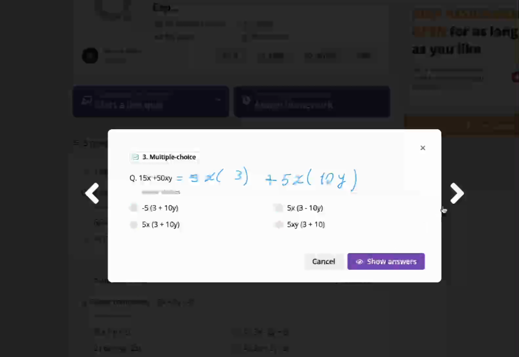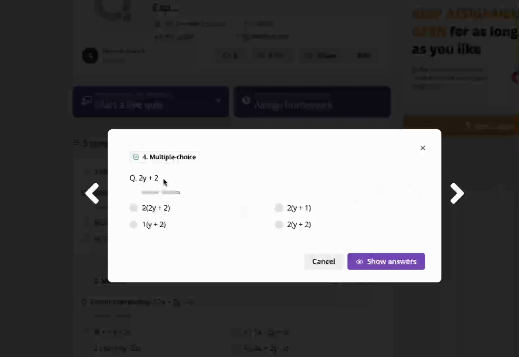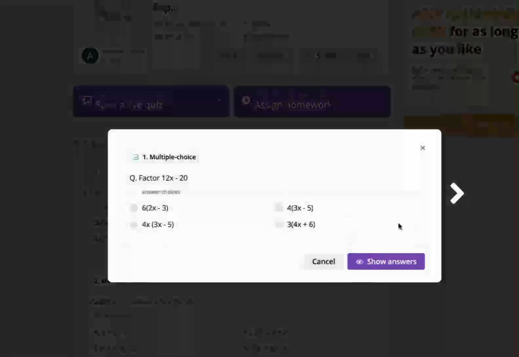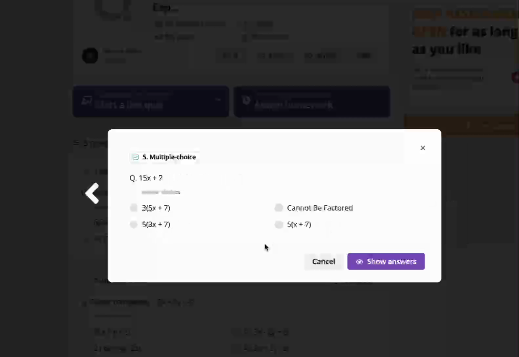In the next question, 2 is the greatest common factor. Let's write it first, 2 times y plus 2 times 1. And factor out the 2, you have left 2 times y plus 1. Any problems? No. Oh, sorry, we have one question left. In this question we don't have a GCF. If you don't have a GCF, you cannot factor it. This one cannot be factored.